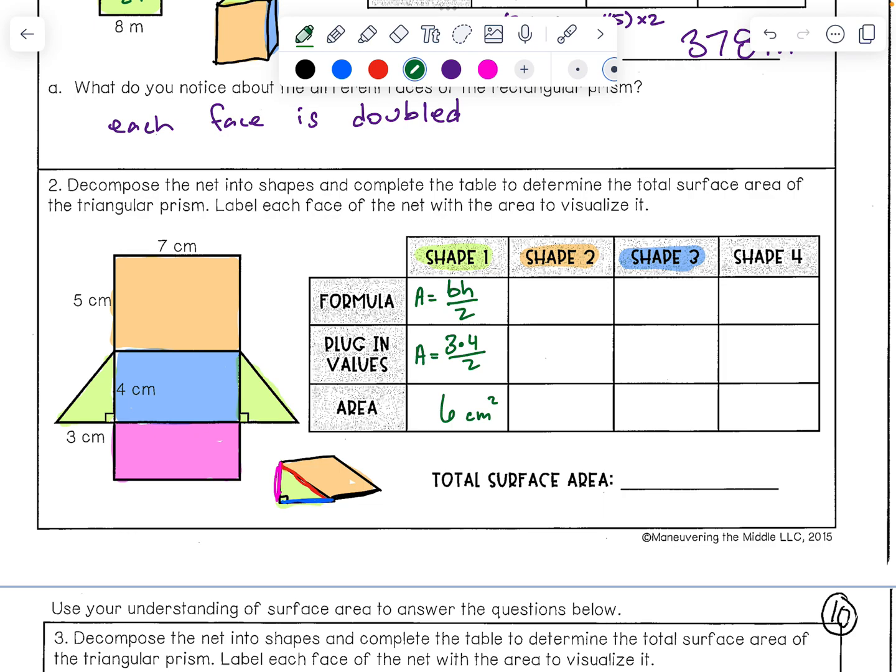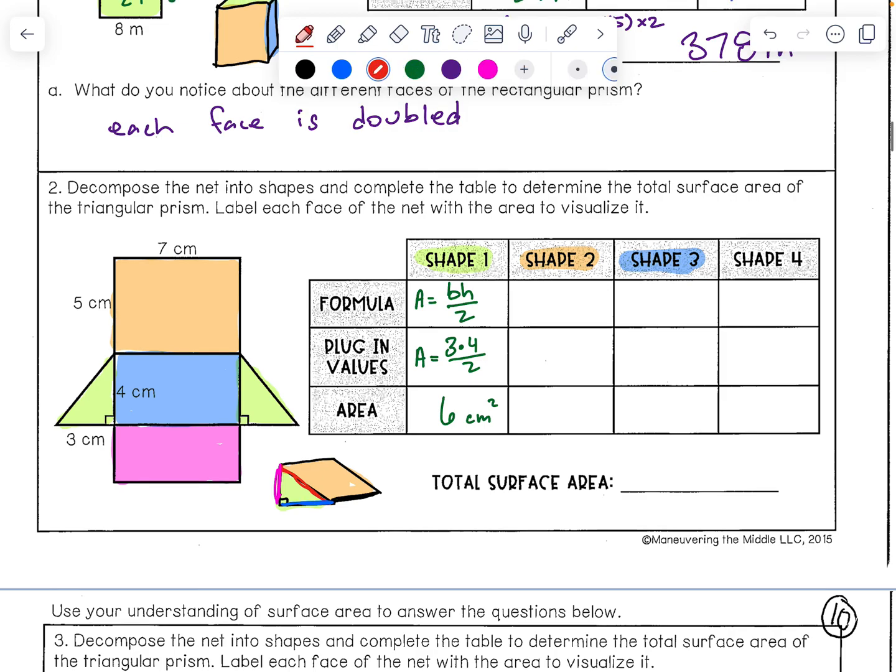Let's try shape number 2. Rectangle, 7 times 5. Oh, let's write the formula again. It's a rectangle, so area equals base times height. And it's going to be 7 times 5. And 7 times 5 is 35.